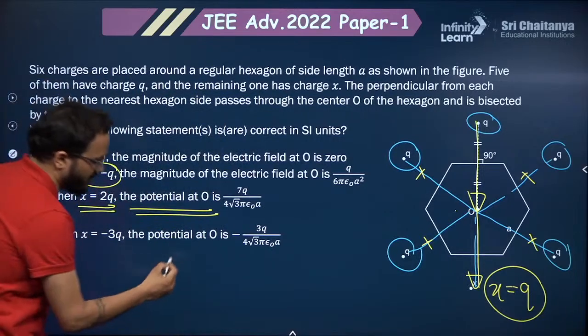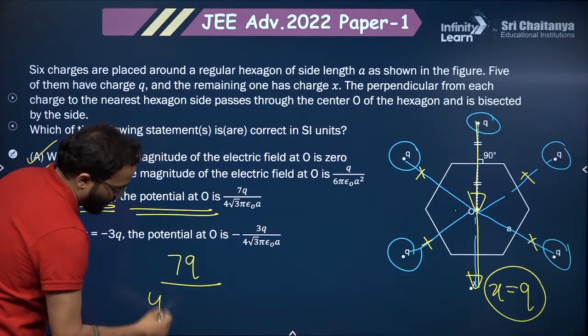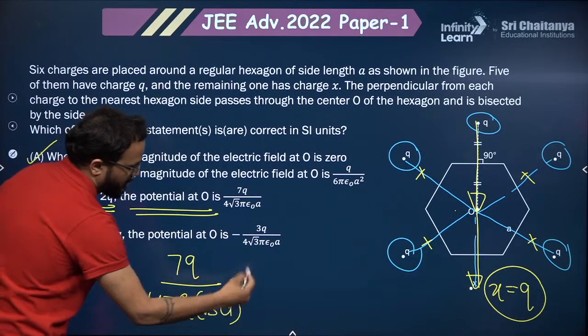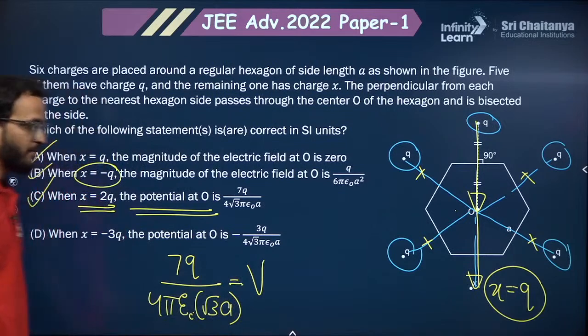Did you understand? Total charge is what? 7Q upon 4 pi epsilon naught into R. R is what? Root 3A. This is potential overall. Is it clear? This will be overall potential.